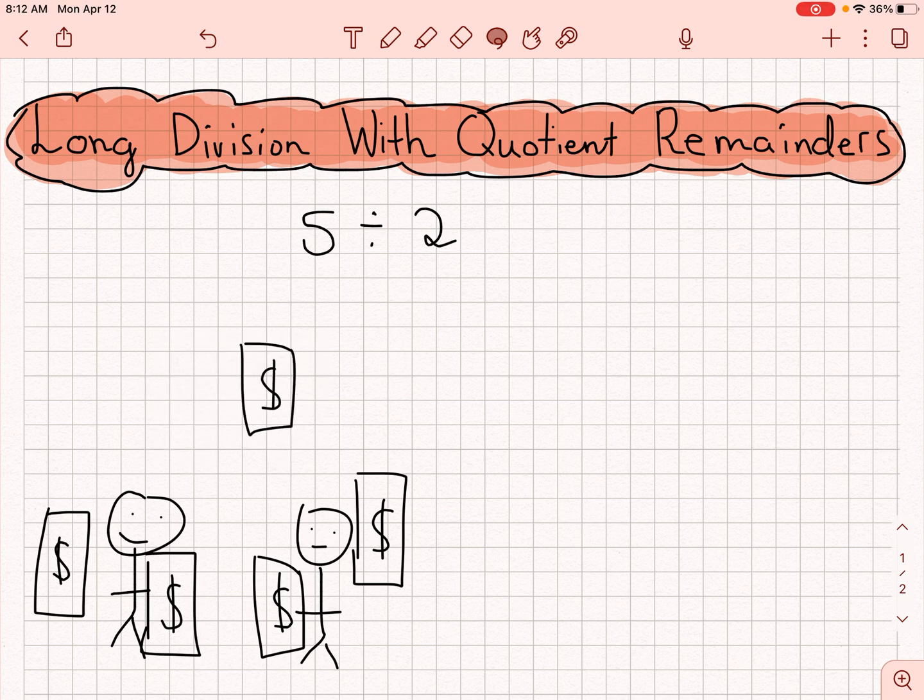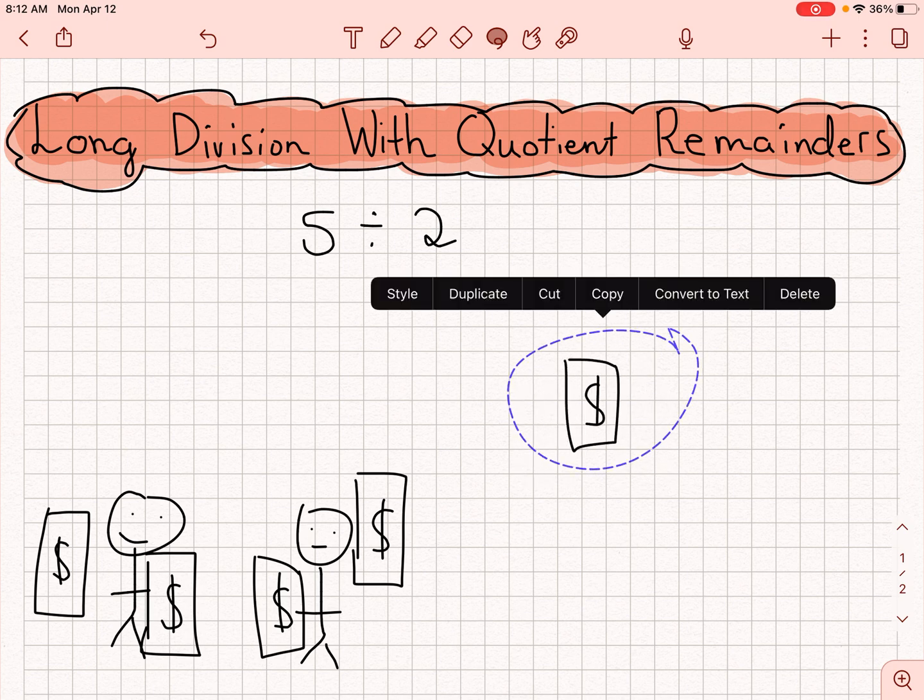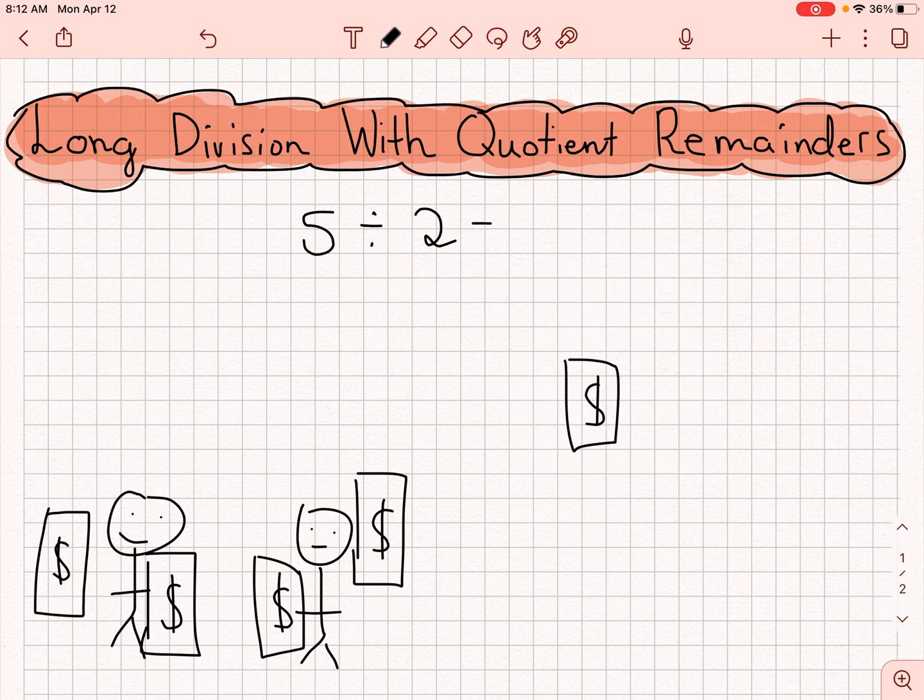And in division, we always have to divide evenly. So we could say that there's just a remainder. We could say that the answer is 2. That would be $2 with a remainder of $1. But who gets this last dollar? In this example, nobody gets it.